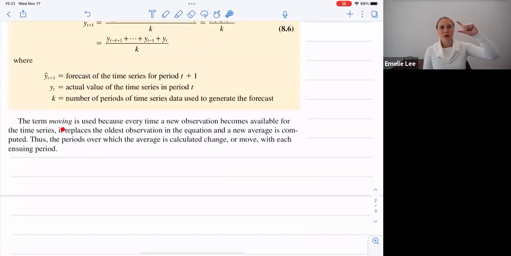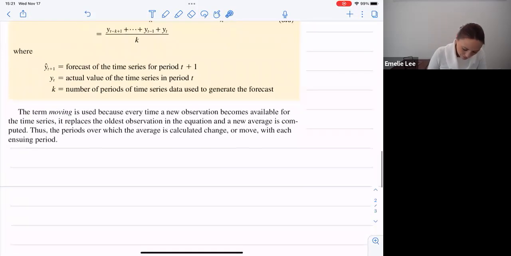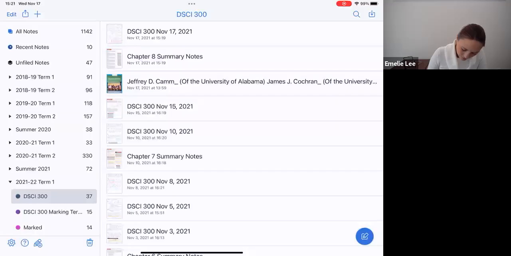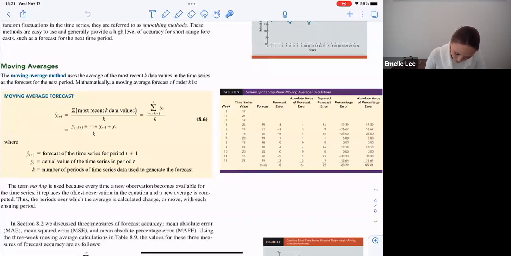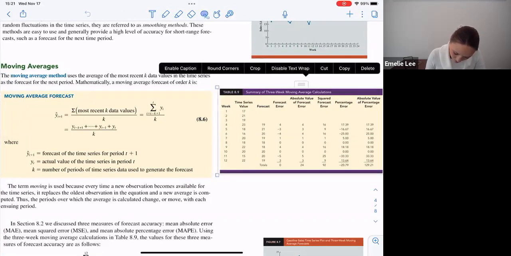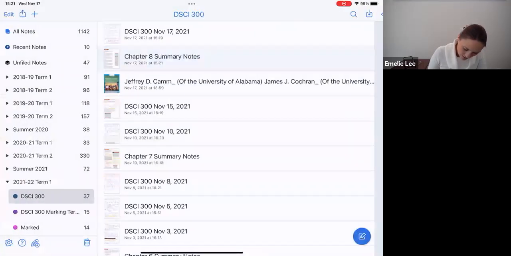So it moves along. As you get another observation, the average bumps down and you're always taking the average of, say, 3 numbers, or in general K numbers. And so it would look something like this.